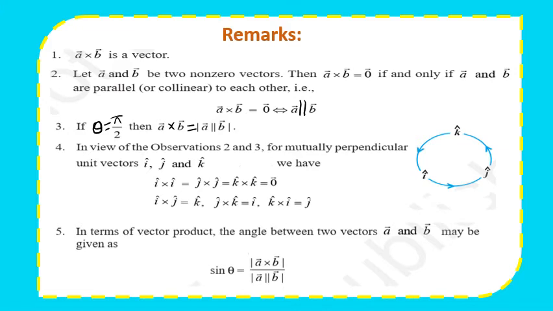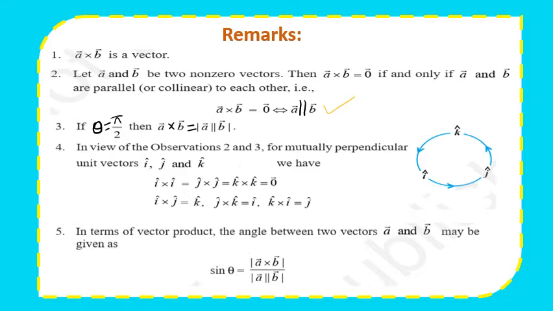Now a few properties or remarks. A cross B is a vector. Why vector? Because in the product we have n cap, which is giving the direction. So it has a magnitude and a direction, so A cross B will be a vector. Now let A and B be two non-zero vectors. Then A cross B will be equal to 0 if and only if A and B are parallel or collinear to each other. That is, A cross B is equal to 0 if and only if A is parallel to B.